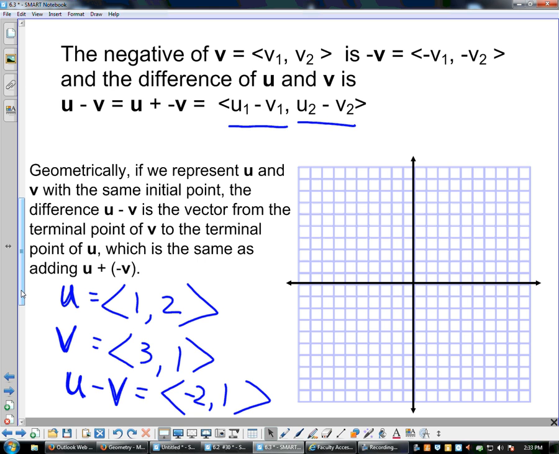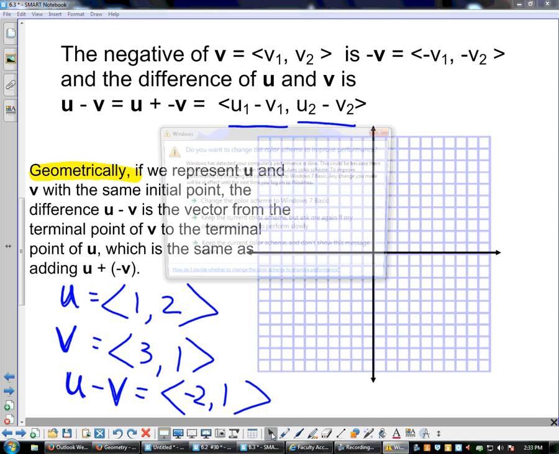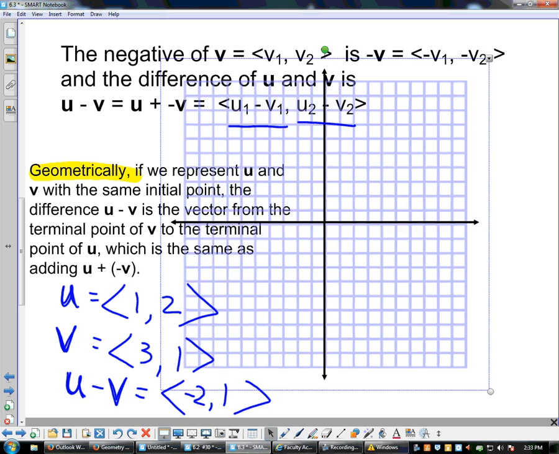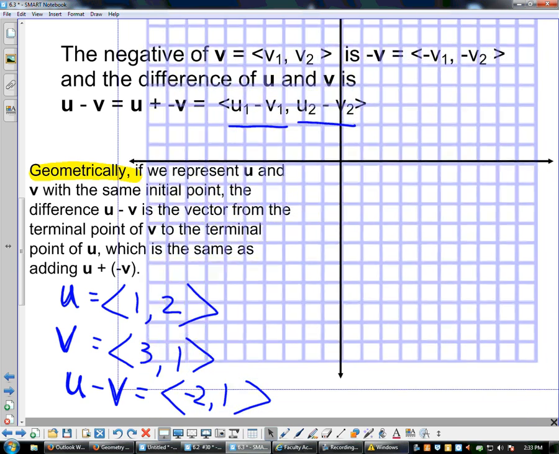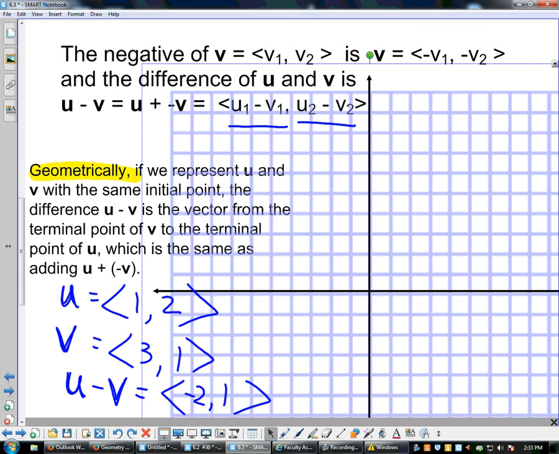Let's see how we would do this geometrically. If we represent u and v with the same initial point, then the difference, u minus v, is the vector from the terminal point of v to the terminal point of u, which is the same as u plus the opposite of v. I'm just trying to make this nice and big, jumbo size.